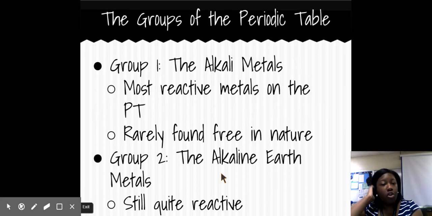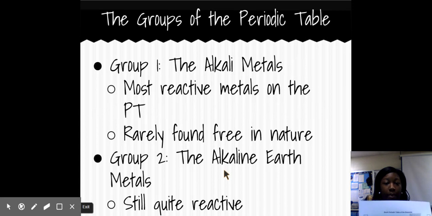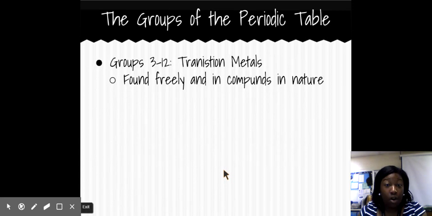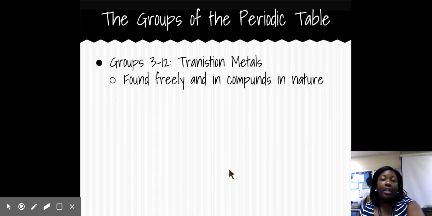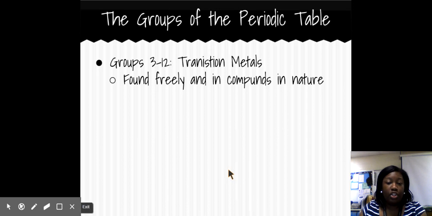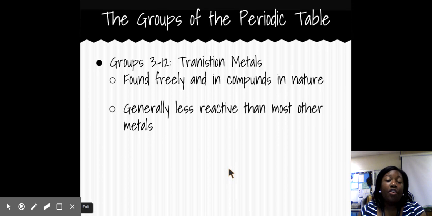So, how to group the periodic table. Group 1 is called the alkali metals. Most are reactive metals on the periodic table, and they're rarely found free in nature. Group 2 are the alkaline earth metals, and they're still quite reactive. So remember on your periodic table where the groups are. Okay, we have groups 1 through 18. Groups 3 through 12 are your transition metals. They're right here. They're found freely in compounds in nature. Generally, they're less reactive than most other metals.